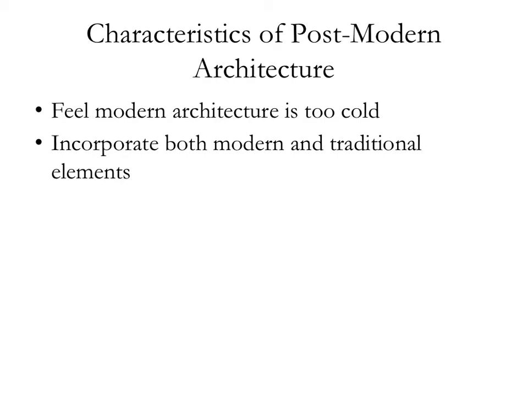The second style we'll look at is postmodernist architecture. This is a reaction to the extreme of modernist architecture that we just looked at. A lot of these architects feel that modern architecture is too cold and industrial looking. So they try to make a hybrid between both modern elements like we just looked at and more traditional elements.